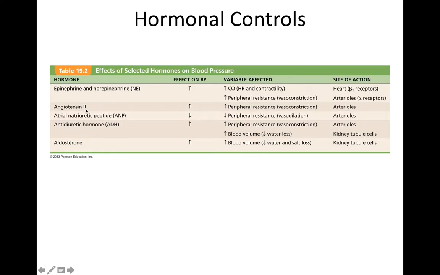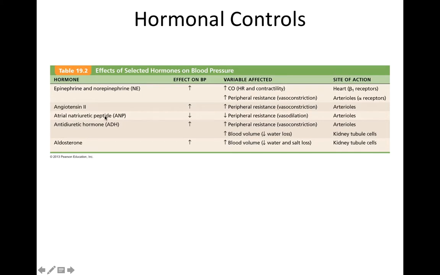Angiotensin II is the start of what's called the RAS system, which is partially hormonal and partially the renal controls. Angiotensin II directly causes vasoconstriction, but it also, we'll find out in a second, causes the release of ADH and aldosterone, which would increase your peripheral resistance via blood volume. So angiotensin II, ADH, and aldosterone are all kind of related.